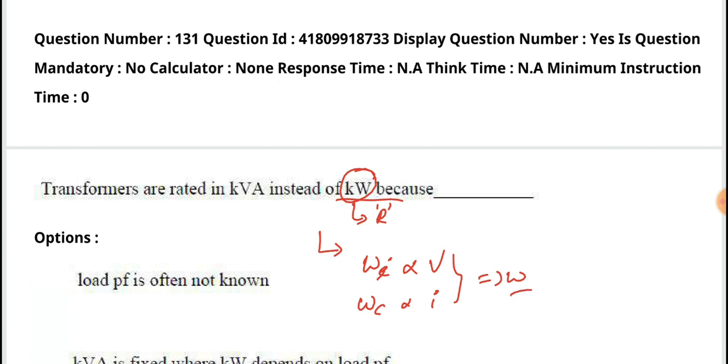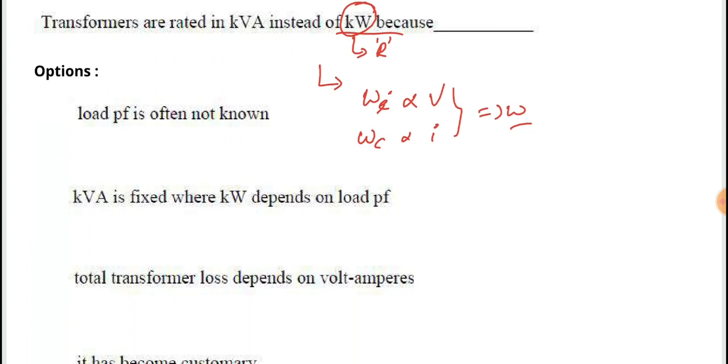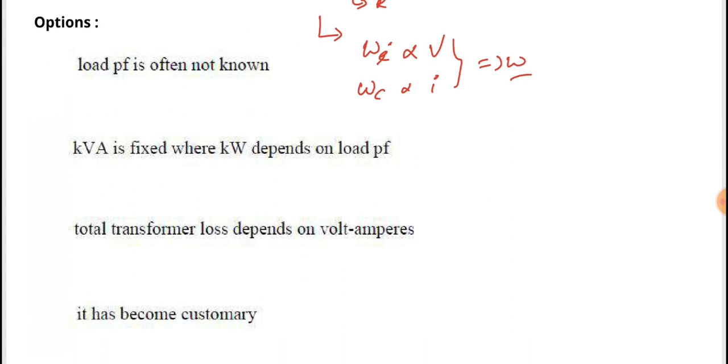So depending upon that, we can say that the transformer is designed based on the losses. So total losses depend upon volt amperes. So the answer will be the load amperes. Okay, this is the first important point. If the option is missing, the load power factor is unknown. So this will be the second option here.